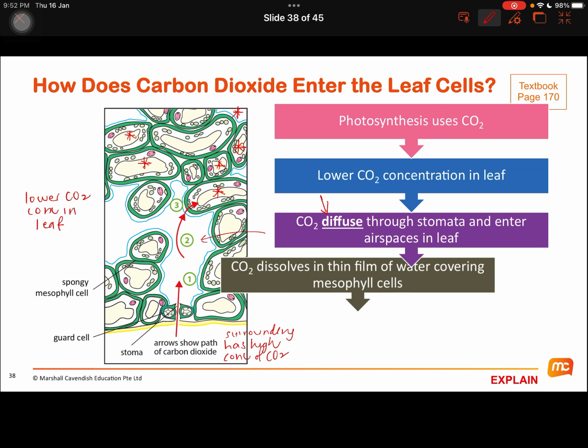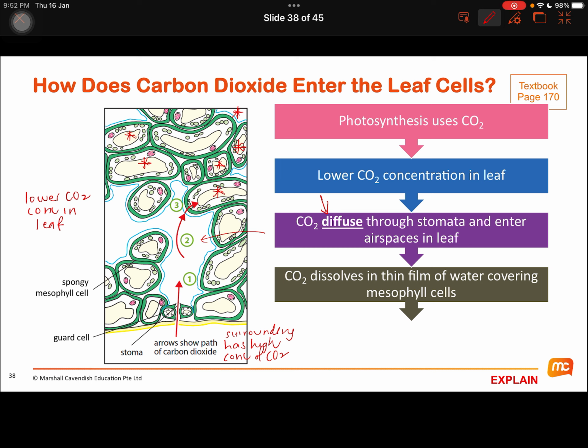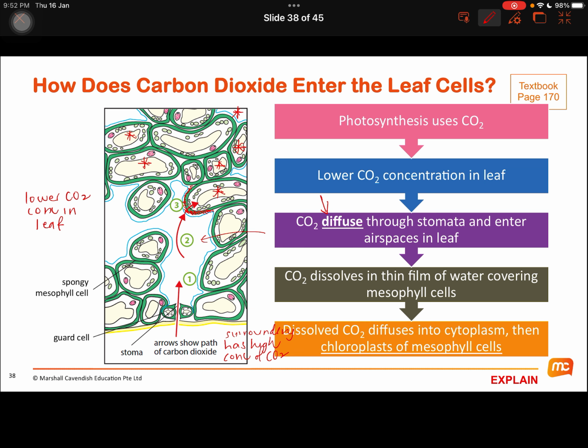Next, carbon dioxide then dissolves in this thin film of moisture that I am coloring right now, which surrounds all the mesophyll cells. It will first dissolve in it before entering the cytoplasm of the mesophyll cell and eventually reaches the chloroplast, where photosynthesis occurs.